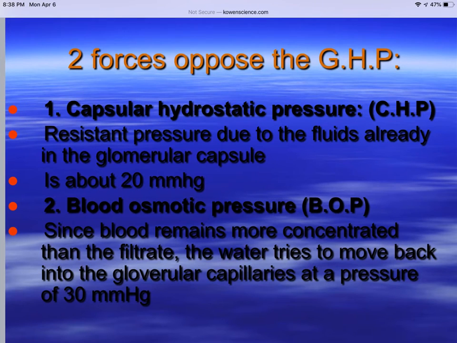The 2 forces that oppose glomerular hydrostatic pressure are the capillary hydrostatic pressure. This is the pressure that resists due to the fluids already being in the glomerular capsule. This is about 60 millimeters of mercury. We also have the blood osmotic pressure. Since the blood remains more concentrated than the filtrate, the water tries to move back into the glomerular capillaries at about 30 millimeters of pressure.